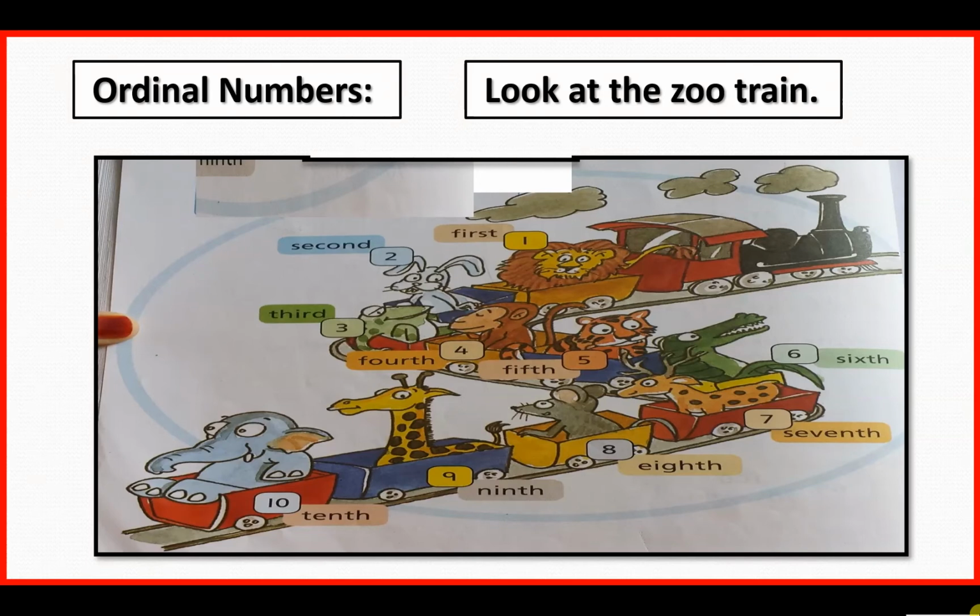Crocodile is in sixth position. Deer is in seventh position. Mouse is in 8th position, giraffe is in 9th position, and Mr. Elephant is in 10th position.